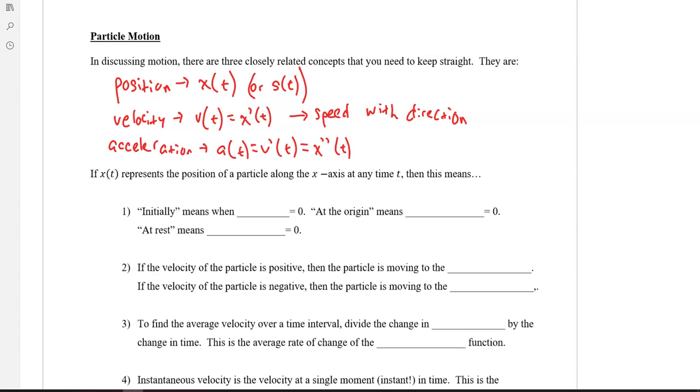x double prime of t, just like that. Maybe you already have this all in your notes. Again, think about this: it is the rate of change of the velocity.